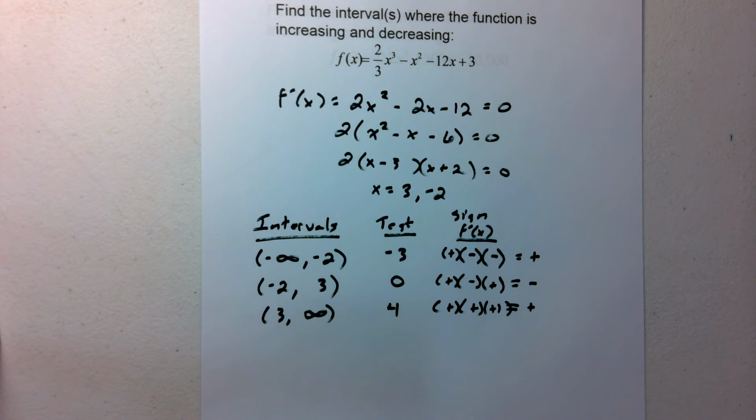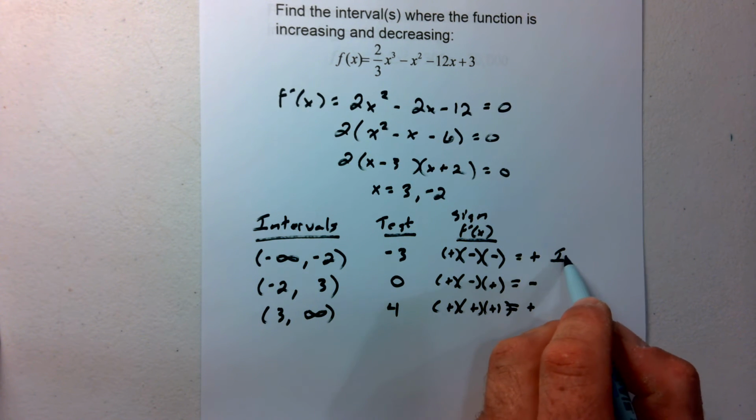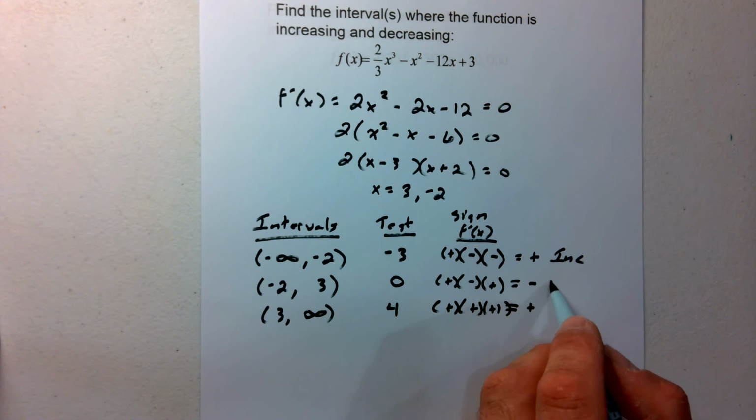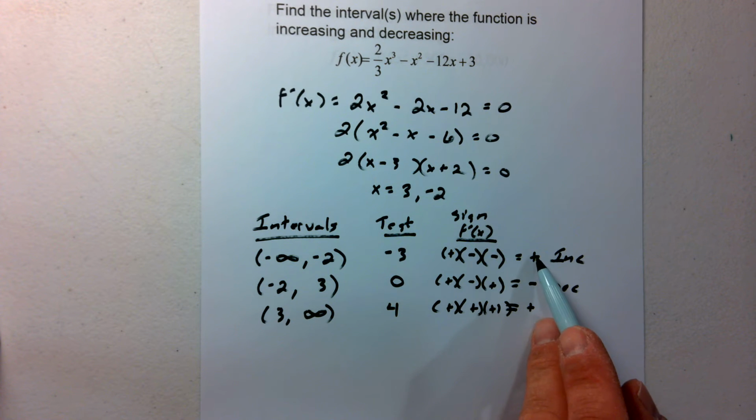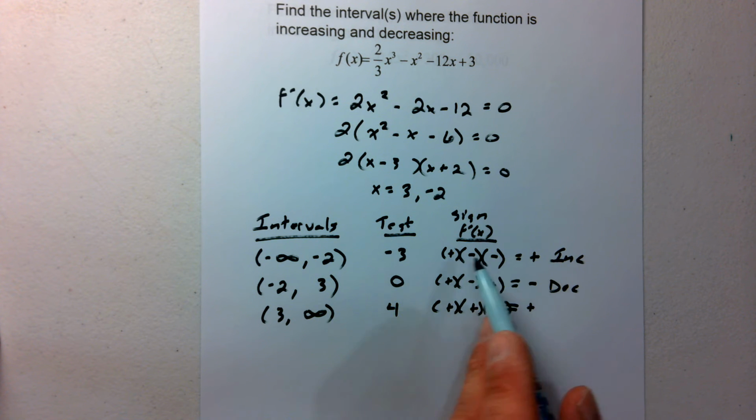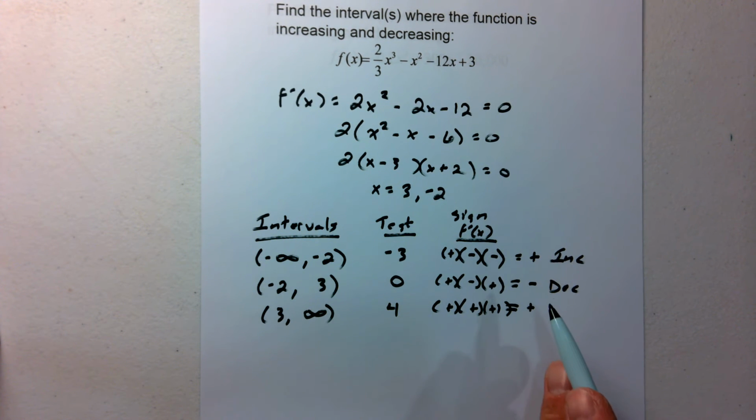So now I know that I'm increasing on the interval from -infinity to -2. Since it's positive, I'm increasing. If I'm negative, I'm going to be decreasing. So what it says is that the slopes of my tangent lines will be positive in this region. The slopes of the tangent lines will be negative on this interval, and then positive on this interval.